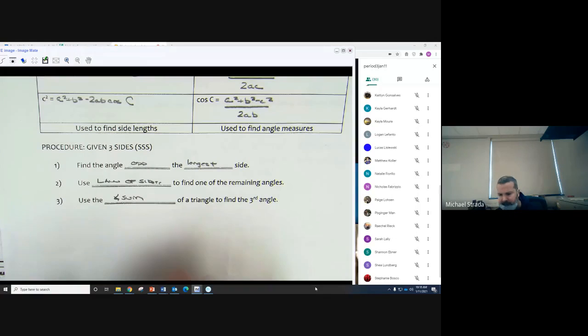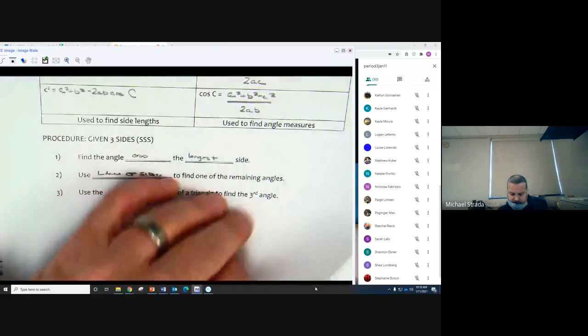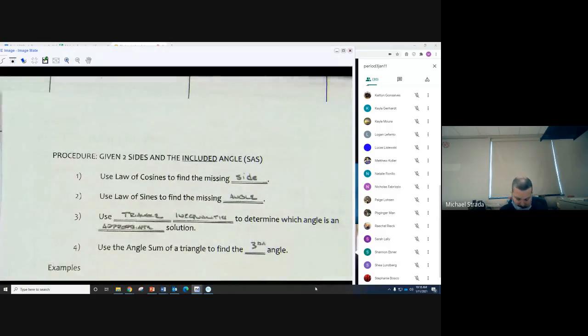Now, the second situation they possibly give me is two sides and the included angle, better known as side angle side back in the day. You will use law of cosines to find the missing side that will be opposite the one angle they give you. You then use law of sines to find one of the missing angles. You will then use triangle inequality to determine which angle is an appropriate solution. We will walk through that as well. And then finally, use the angle sum of a triangle to find the possibility of the third angle.